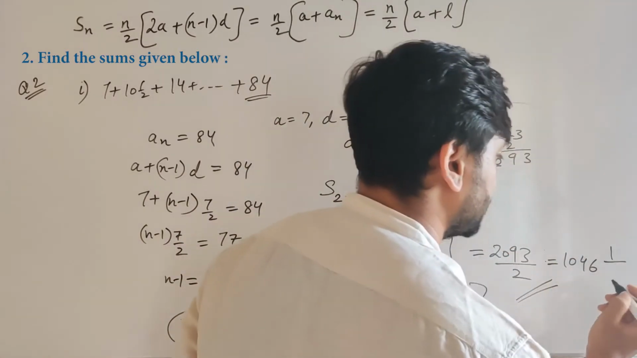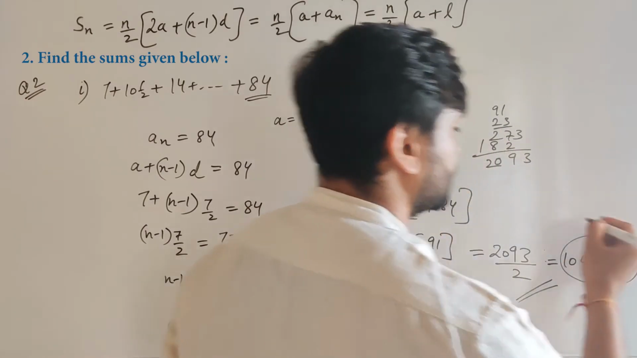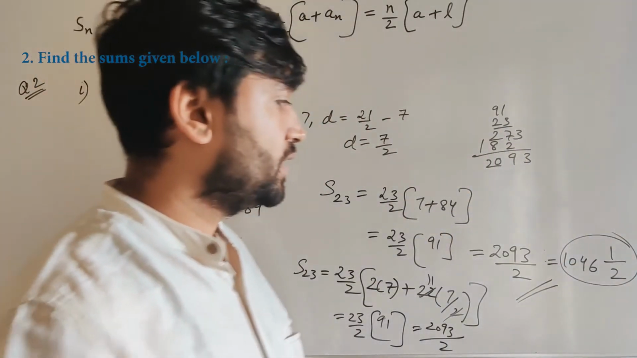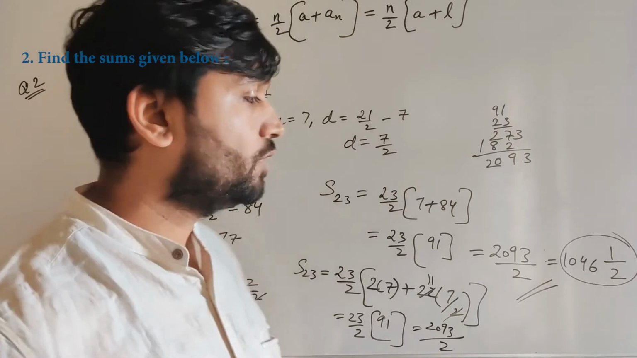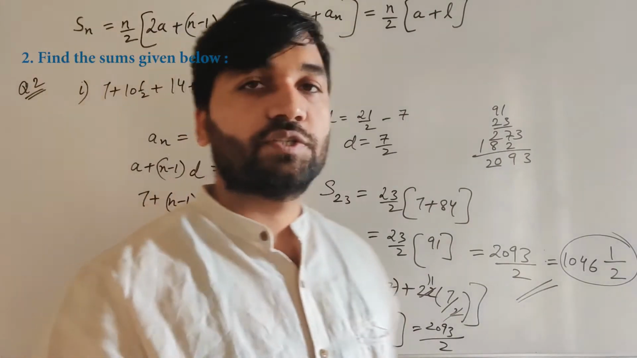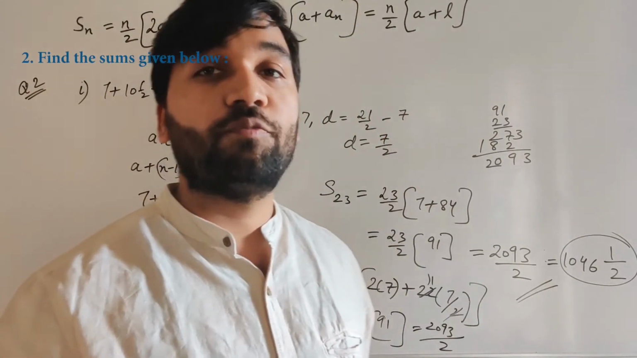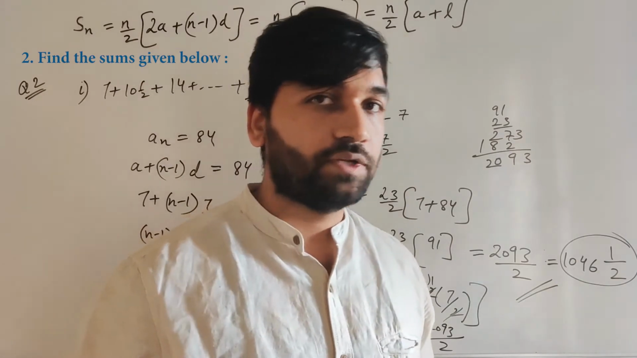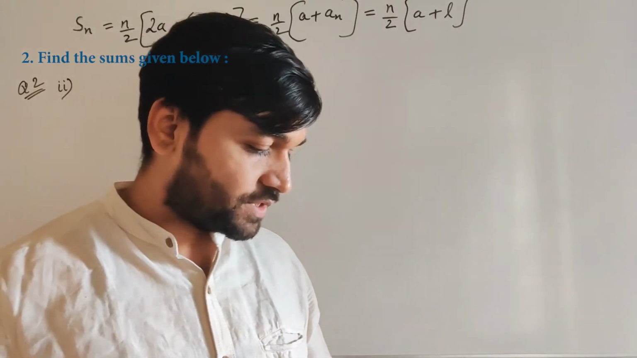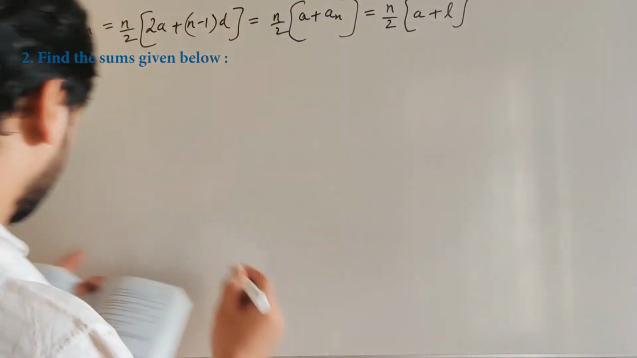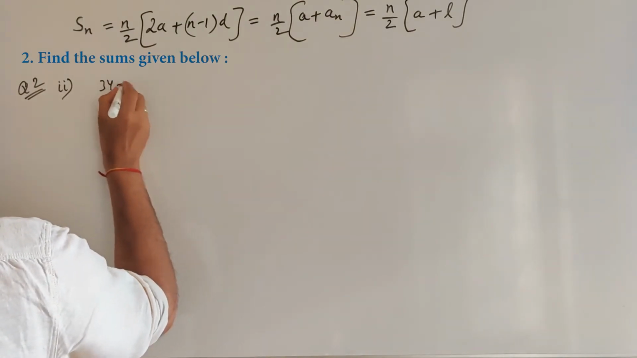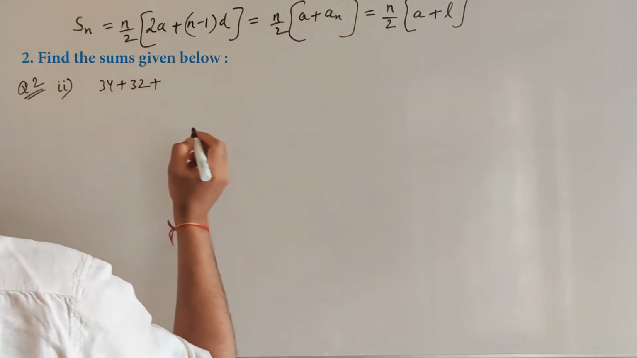Which you write in the numerator by 2. So we can leave our answer either as 2093 by 2 or 1046 1 by 2 in the form of a mixed fraction. Alright. So the next question, second question, second part, the AP is 34 plus 32 plus 30 plus dash dash plus 10.